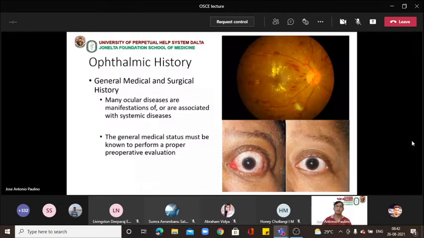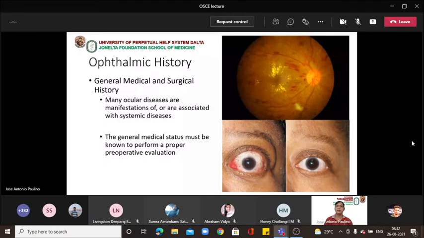Moving further, the general medical and surgical history. After asking the medications, we have to know what the patient dealt with ophthalmologic wise. There are many ocular diseases which are associated with systemic diseases such as diabetes and hypertension, such as the one seen in the upper right of the slide. This is a picture of diabetic retinopathy with concurrent hypertensive retinopathy.